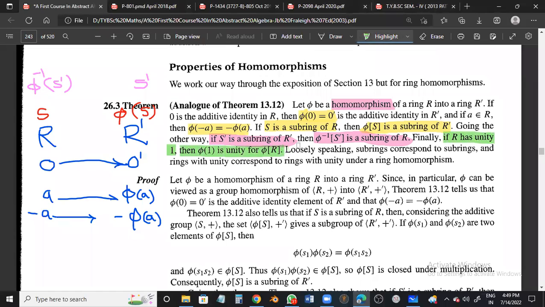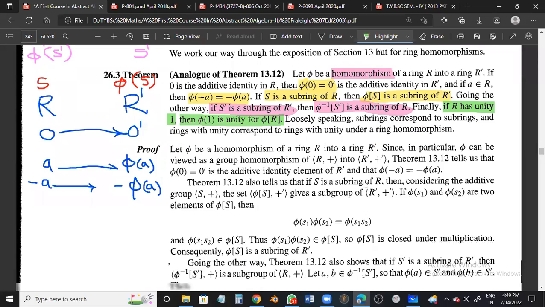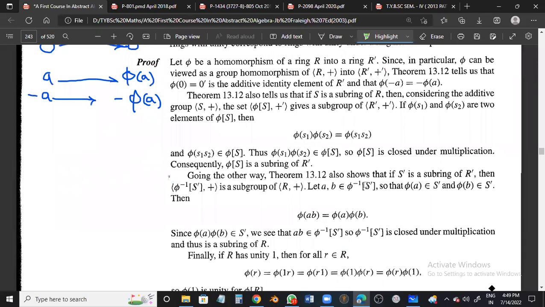So loosely, what we can say is, subrings correspond to subrings and rings with unity correspond to rings with unity under a ring homomorphism. Followed it? And that is why the word homomorphism is used. What does the word homomorphism indicate? You get the same kind of structure. That is the meaning of homomorphism. So the proof of this theorem I would like to share in written form. Okay, so let us proceed.